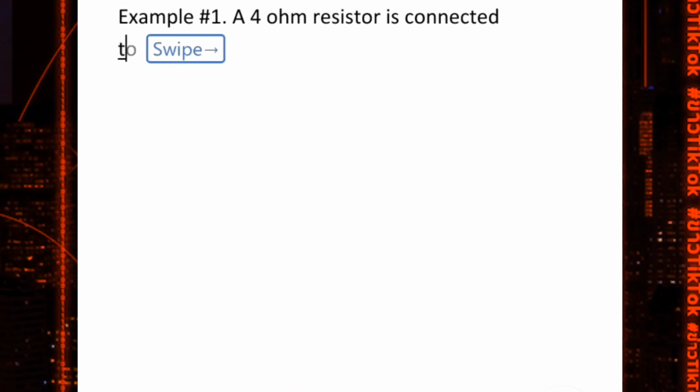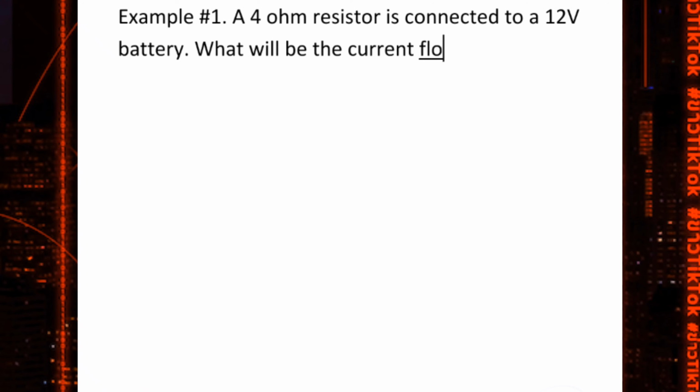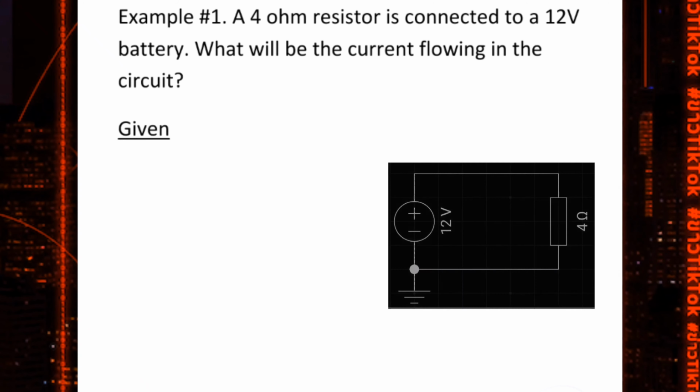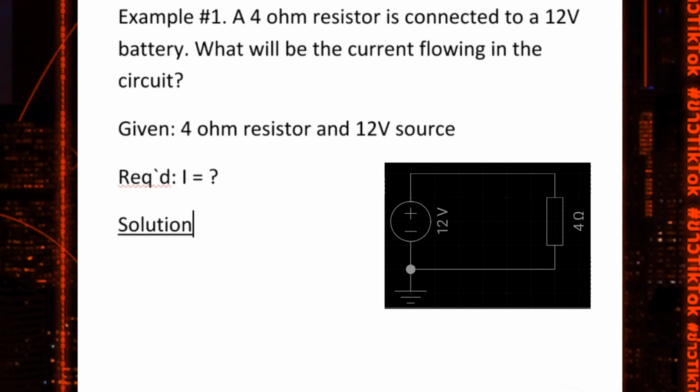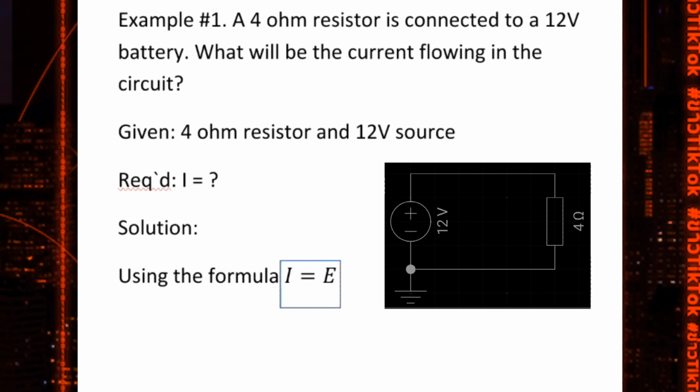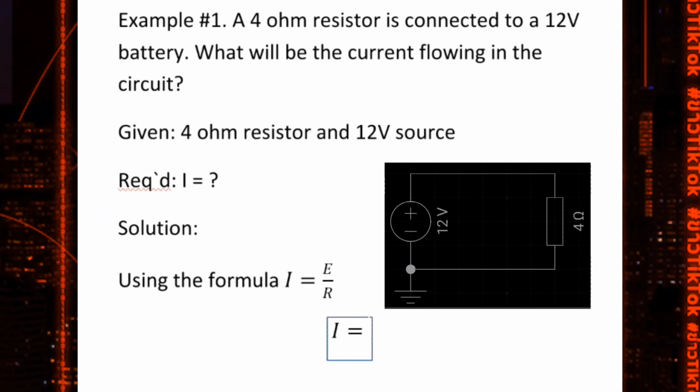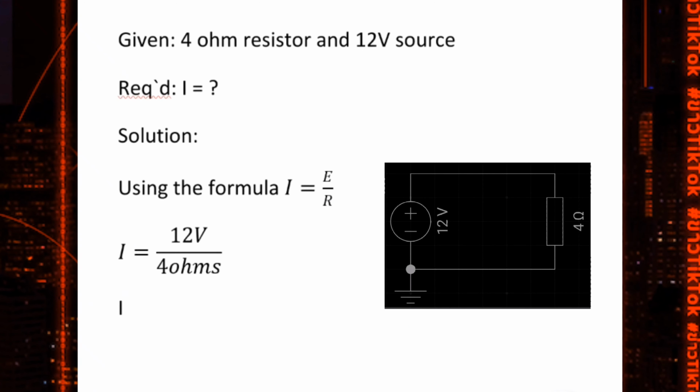Next, I will give you an example of how to solve a simple circuit using Ohm's law. In this example, a 4 ohm resistor is connected with a 12 volt source. What is the current flowing in the circuit? First, what are the givens? A 4 ohm resistor and a 12 volt battery. To solve the example, just use the formula I is equal to E over R. Then just divide the 12 volts by 4 ohms. Then you have the result, 3 amperes.